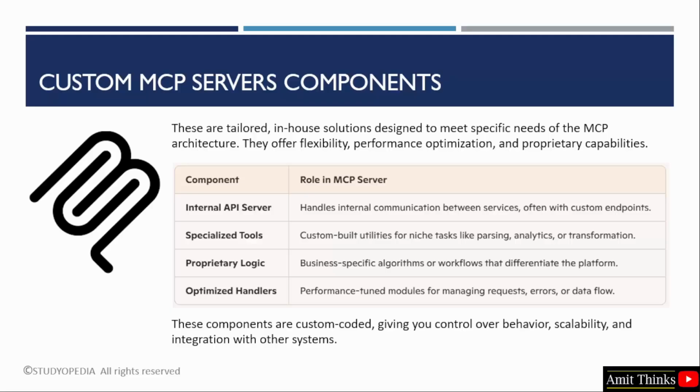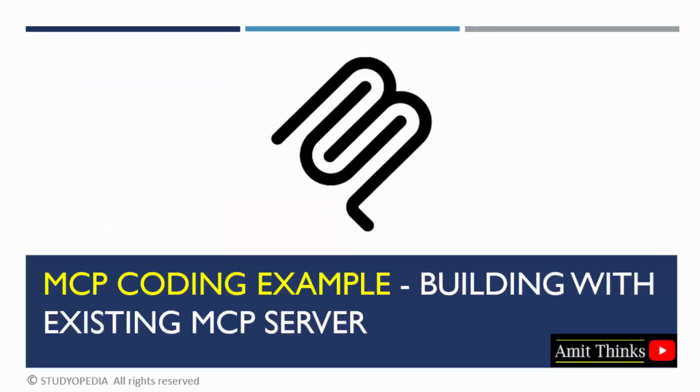So guys, we saw what standard and custom MCP servers are. We also saw the difference. We'll be using the standard MCP server, Firecrawl, for web scraping in the next lesson. In this lesson, we will learn how to build with an existing MCP server. So we will perform web scraping with the Firecrawl MCP server on Windows using Cursor.